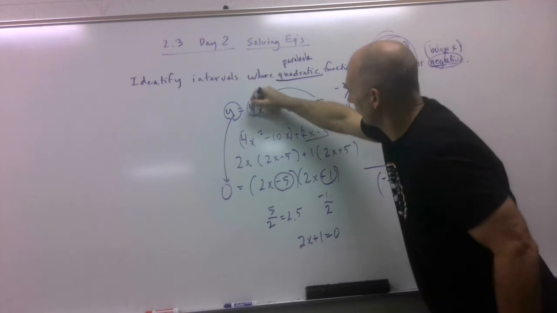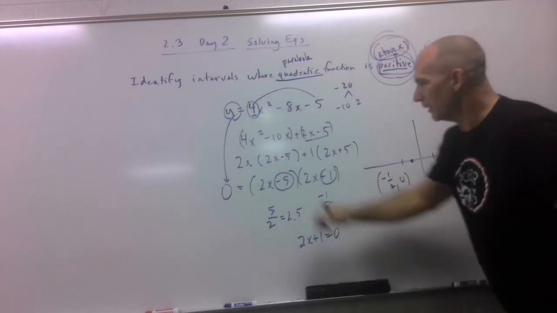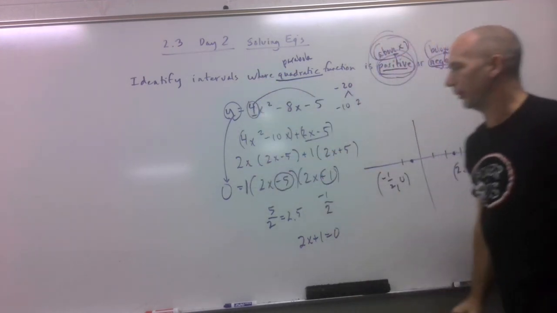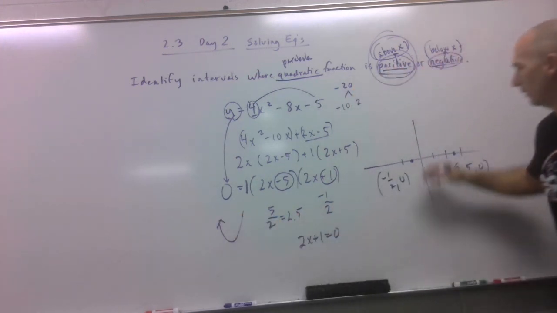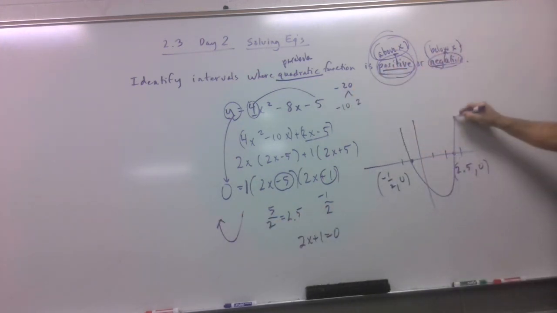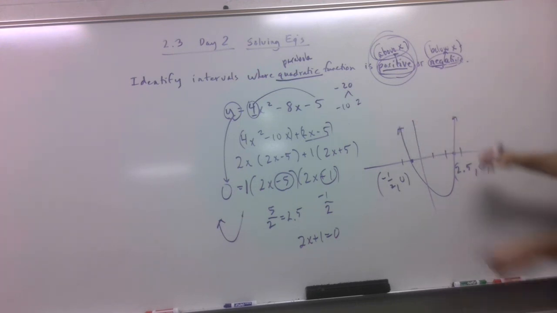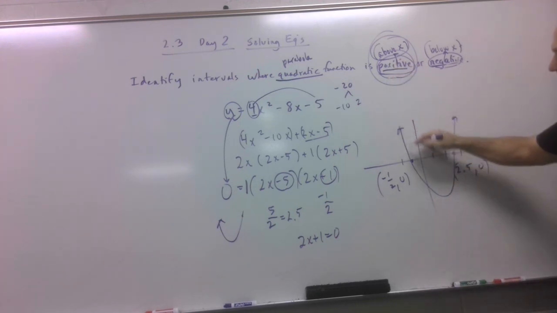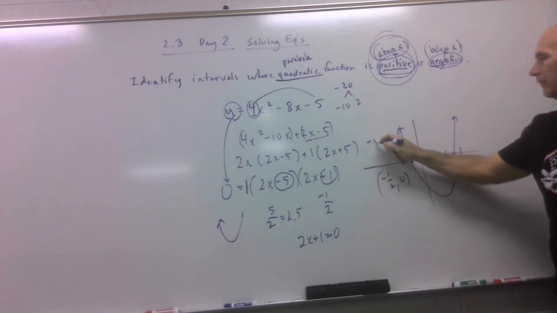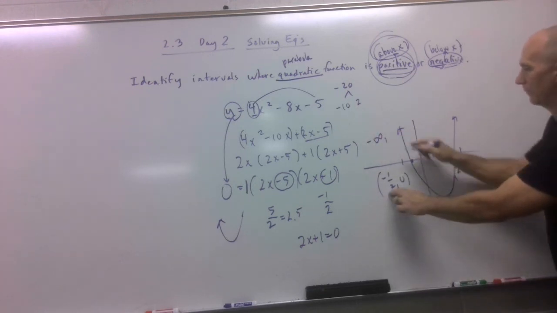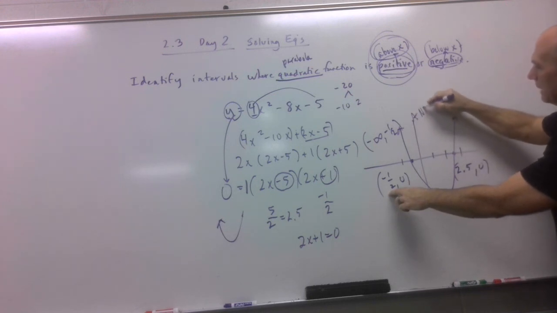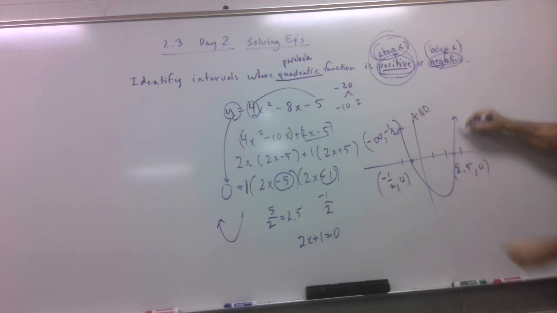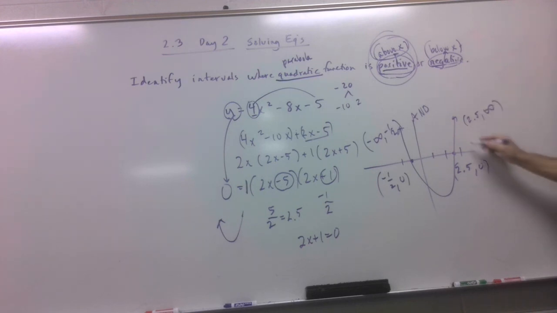Notice this is a positive. There's also a positive 1 right here. So we know it's a happy face parabola. So it's going to look like this-ish. Where's the positive? It's this chunk right here. So that'd be negative infinity all the way up to negative 1/2, parentheses. And this chunk from 2.5 all the way forever that way.